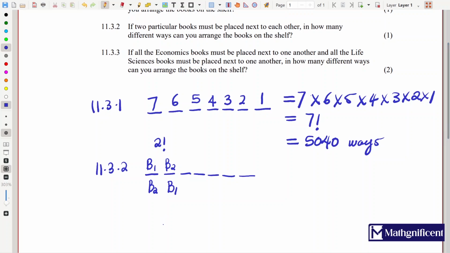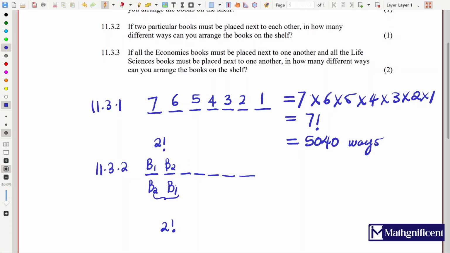These 2 books can be arranged in 2 factorial ways. So what do we have? We can just write 2 factorial here. And then now what is left for us? Because we want these 2 books to be next to each other all the times, we can just treat these two books as one item. So it means that now we are going to have how many items in total?